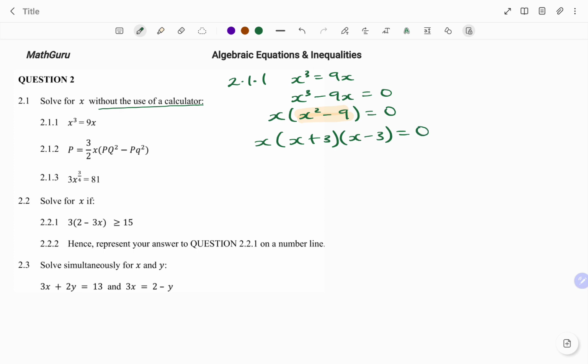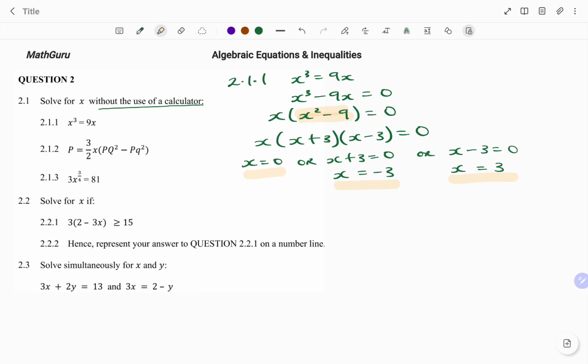And then the next step is to equate all the factors to 0, starting with x. So I have x equals 0, or x plus 3 equals 0, which will make x equal to negative 3. And for the third value of x, the last factor, that's x minus 3 equals 0. Therefore, x can also be equal to 3. So I have x equals 0, x equals negative 3, and x equals 3.